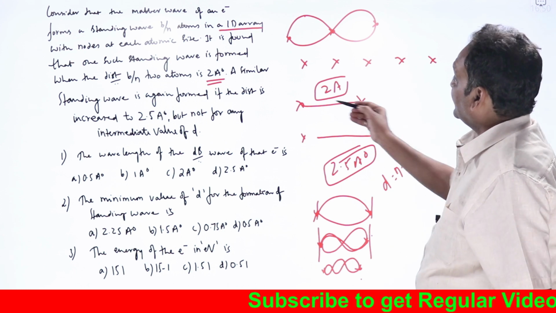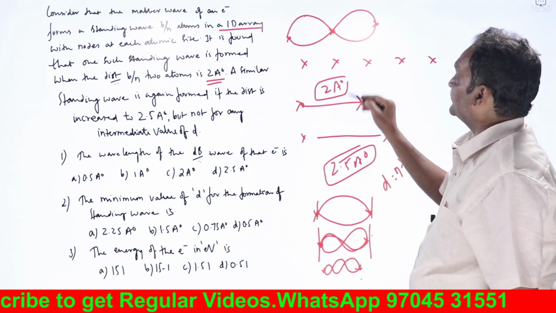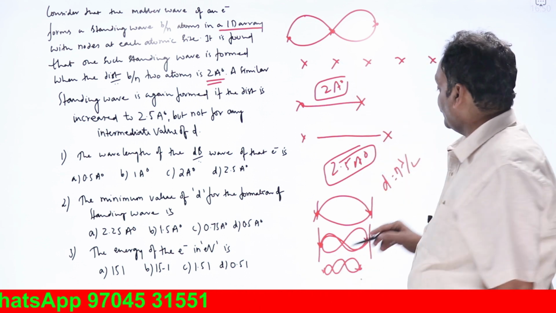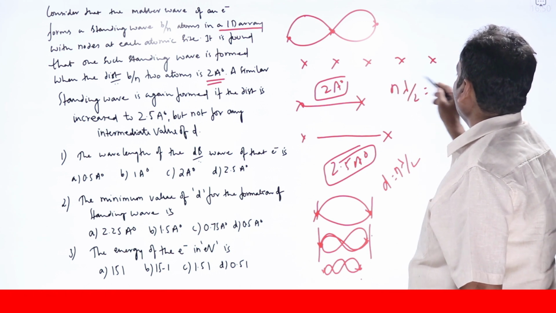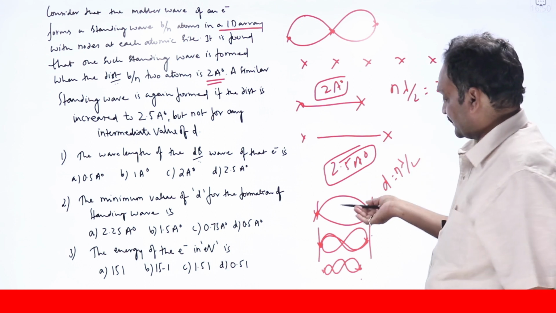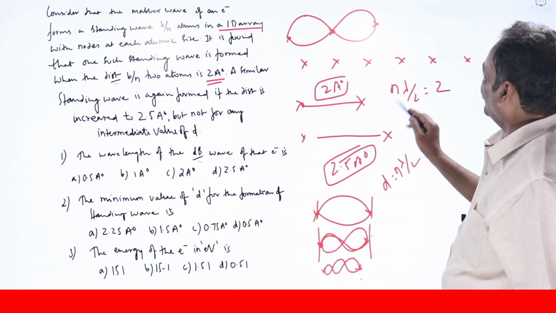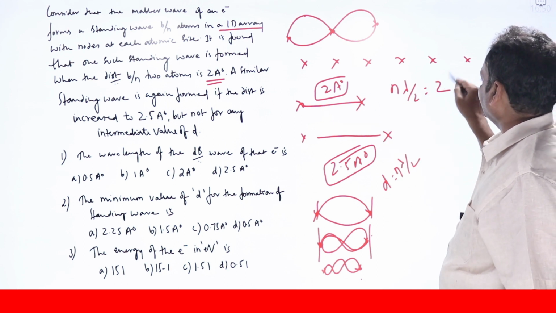Okay, he said that when the distance between 2 atoms is 2 angstroms, a standing wave is formed, but he has not mentioned which mode of standing wave. So 2 angstroms is equal to n lambda by 2 in general. What is that n? We don't know. Whether it's first mode or second mode or third mode, he has not given that. The only thing is that the distance between 2 atoms is n lambda by 2 when it is 2 angstroms.